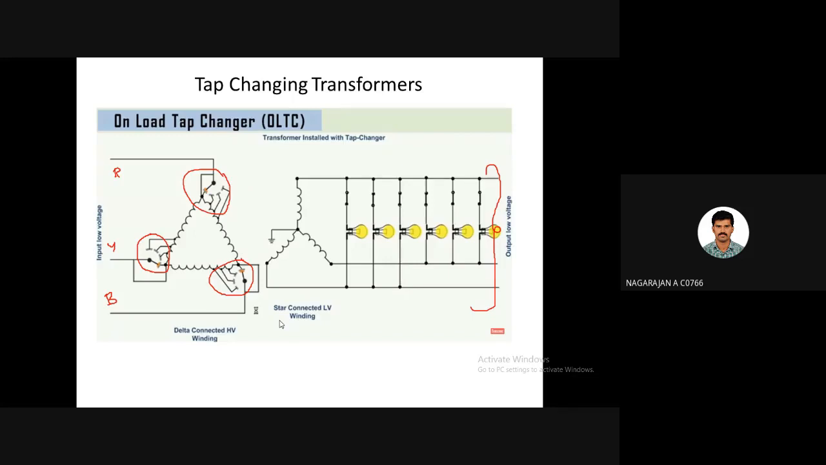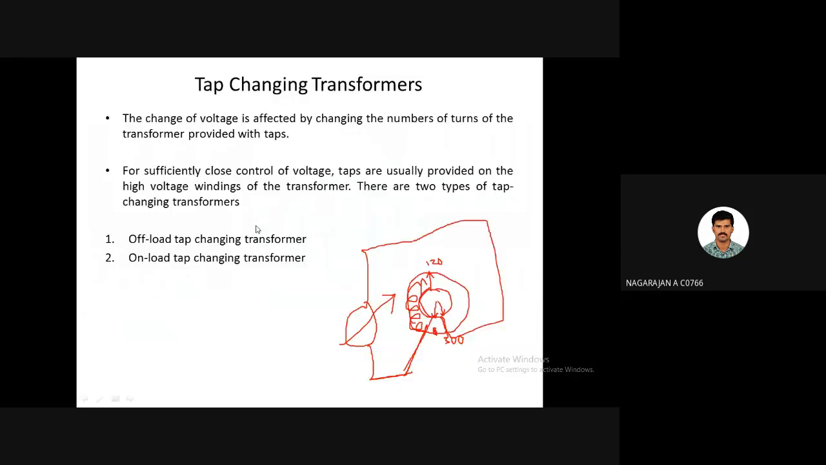Okay. So when you want to step up the voltage in the secondary side, current will be reduced compared to the primary side. Okay, so we are comparing primary and secondary, not the secondary voltage and secondary current. So when you keep the tappings at the high voltage side, these are the benefits you will be getting.